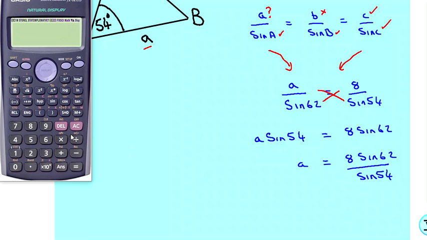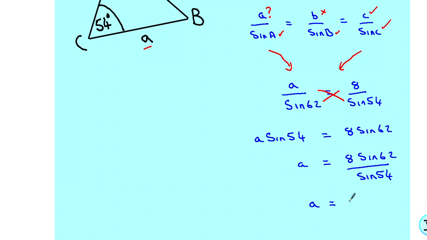I do all of that. So we've got 8 times the sine of 62. Now you can press equals if you want, and we're going to divide by the sine of 54 equals, and it's the length of a side, one decimal place is going to be fine here, so 8.7. A is equal to 8.7.